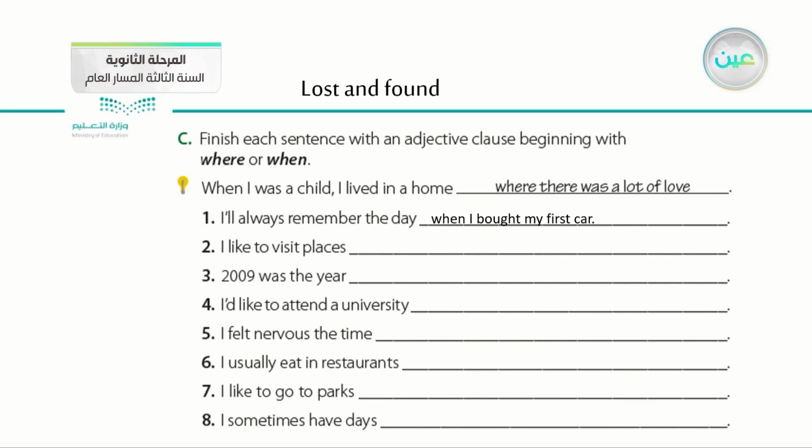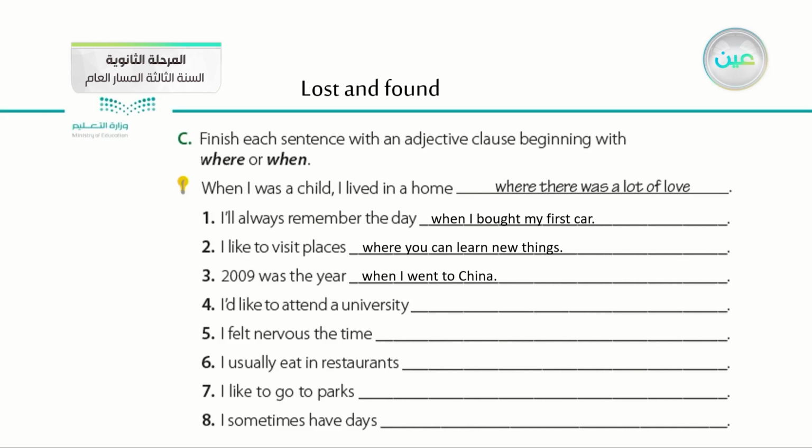I like to visit places. Let's see, what is this? Of course, where you can learn new things. So here we used where to describe the place where he learned new things. 2009 was the year. So here we'll describe the year, which is 2009, when I went to China.